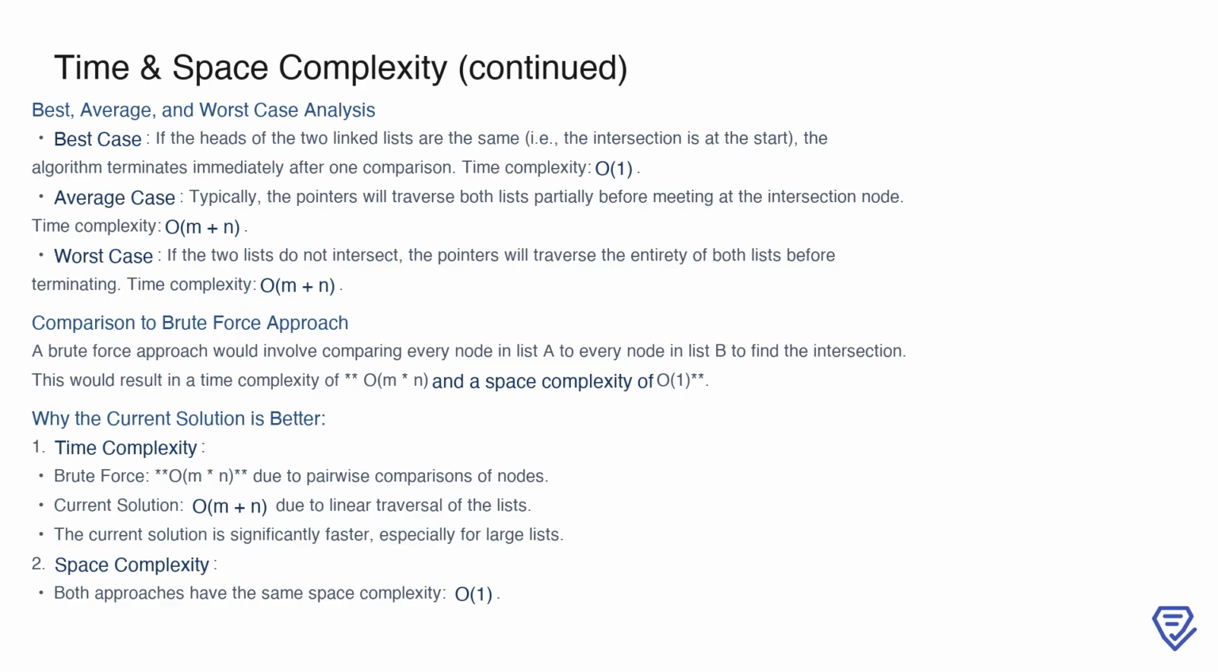Comparing this solution to a brute force approach highlights its efficiency. A brute force method would compare every node in list A to every node in list B, resulting in a time complexity of O(m*n). While both approaches have the same space complexity of O(1), the current solution is far superior in terms of time complexity, especially for larger lists, as it avoids the inefficiencies of nested comparisons.